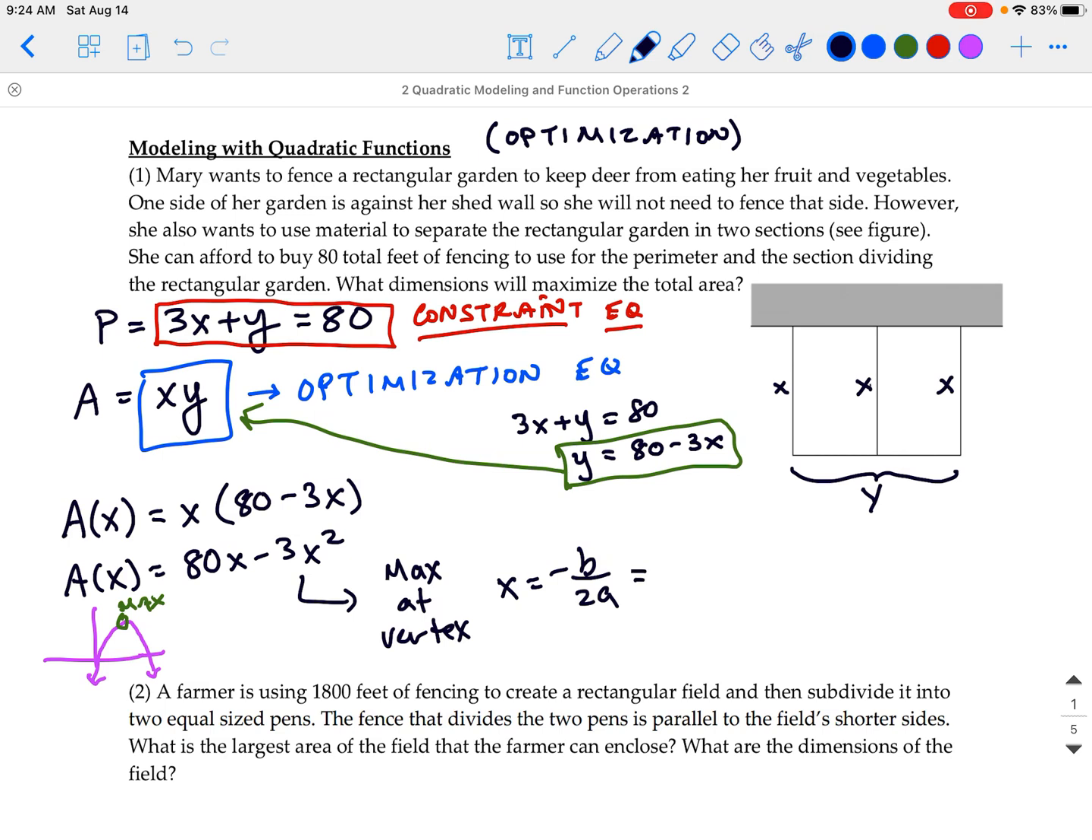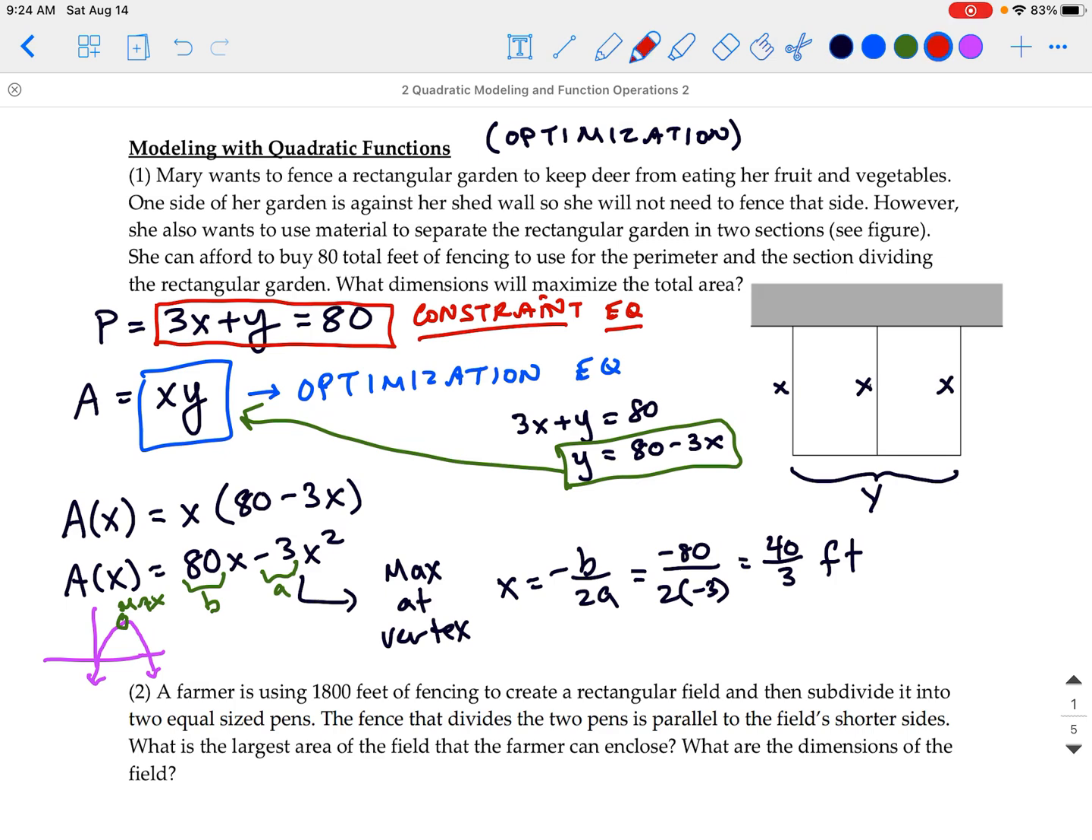So if x equals negative b over 2a, we'll just note that 80 is b, negative 3 is a, so we're not writing it in standard form here, so be careful with that. So we'll have negative 80 over 2 times negative 3, which gives us 40 divided by 3. So it's 40 divided by 3 feet. So it's going to be a little bit over, I think, 13 feet. So a little bit over 13 feet.